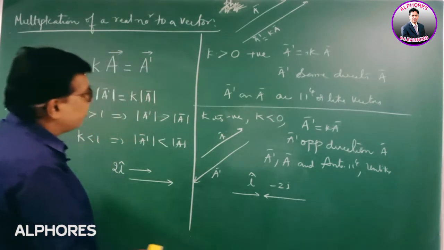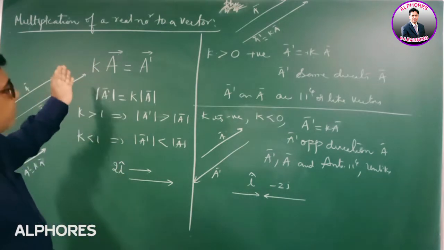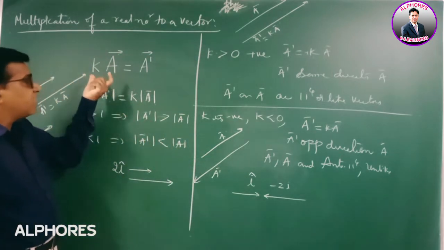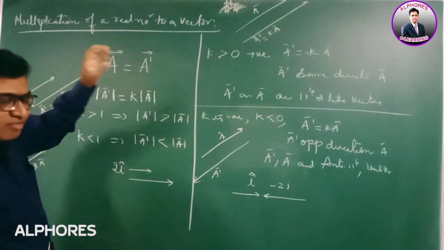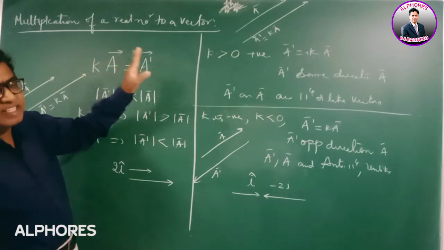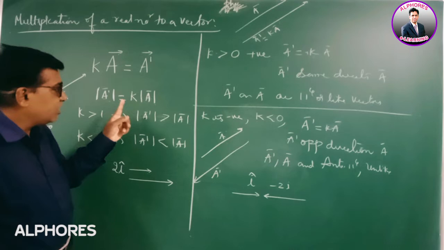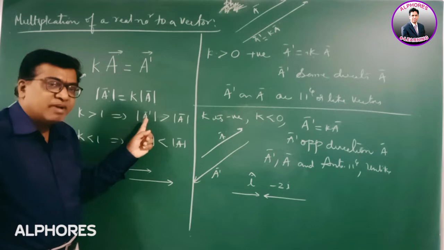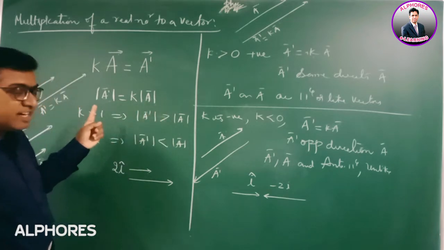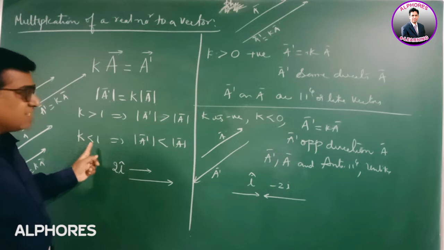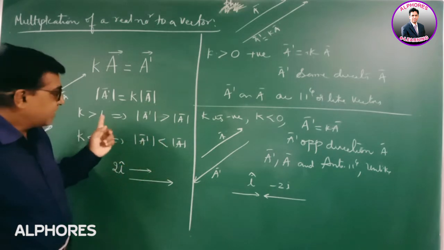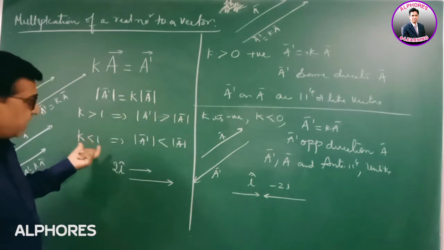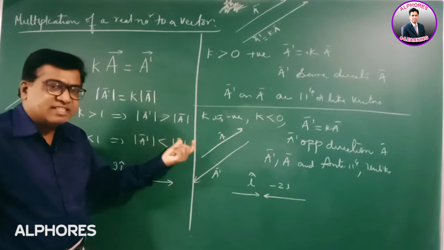So in this manner, whenever a real number is multiplied to a vector, what change is produced? It always yields another vector, such that the magnitude becomes K times. If K is greater than 1, magnitude increases. If K is less than 1, magnitude decreases. So for K greater than 1, the new vector will have more magnitude than the earlier vector. If K is less than 1, the new vector will have a magnitude less than the earlier vector.